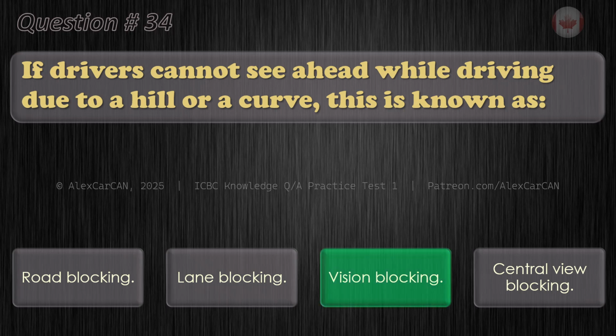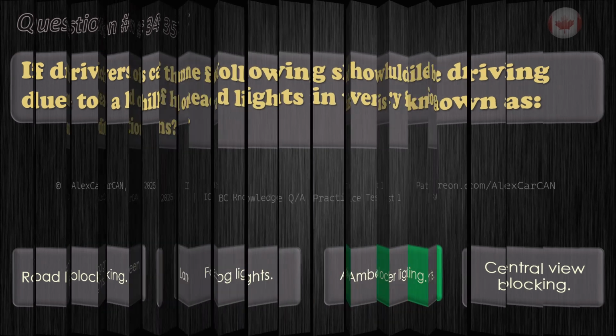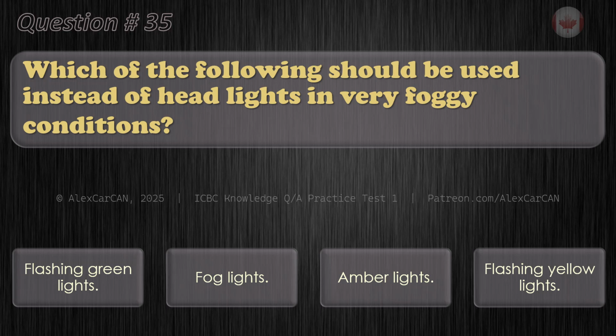The correct answer is vision blocking. Question number 35. Which of the following should be used instead of headlights in very foggy conditions? Flashing green lights, fog lights, amber lights, flashing yellow lights. The correct answer is fog lights.